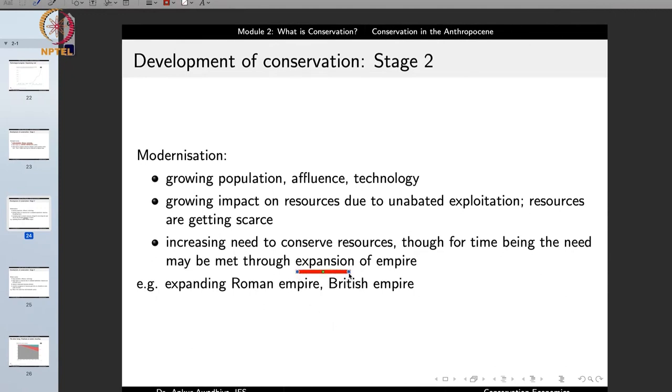So there was an increasing need to conserve the resources, but this need was not very hard pressing, because for the time being, the need for resources could easily be met through expansion of the empire. So we start seeing the expansion of empires such as the Roman Empire or the British Empire, and in a number of these situations, what these empires did was to make other areas their colonies, which meant that the people in these empires now had access to resources in other areas as well. So there was little need to conserve the resources, and there was a possibility to get these resources from other areas, and this was done through an expansion of the empires and through the development of colonies.